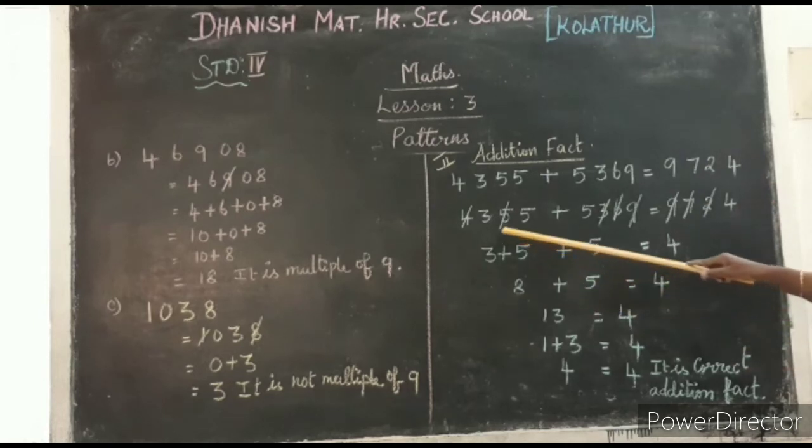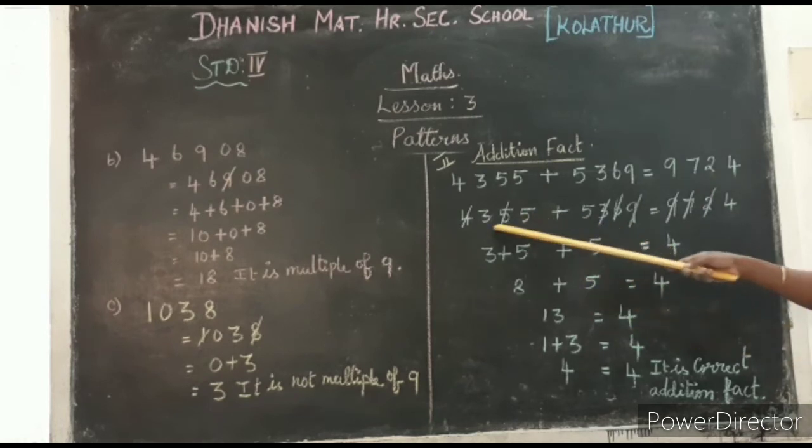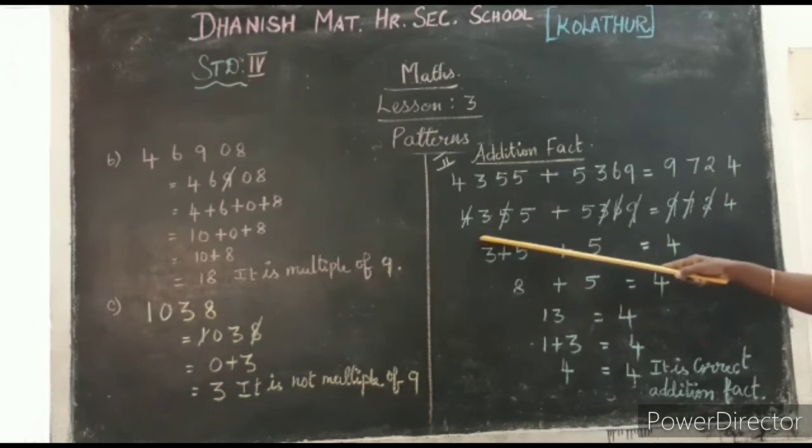So after completing the sum, what should we do, children? We have to cast out 9. So look at the first number. In this number, is any 9 there? No, we don't have any 9.